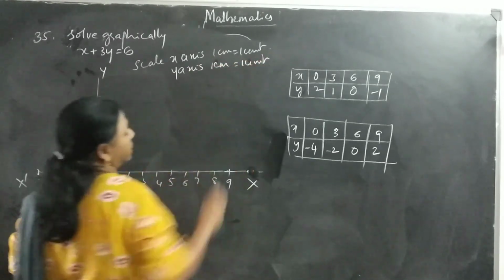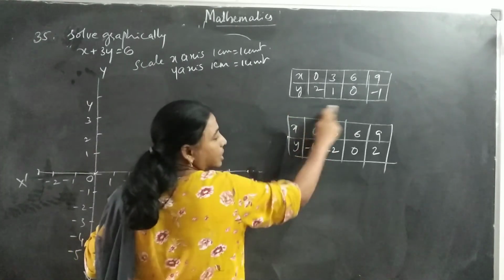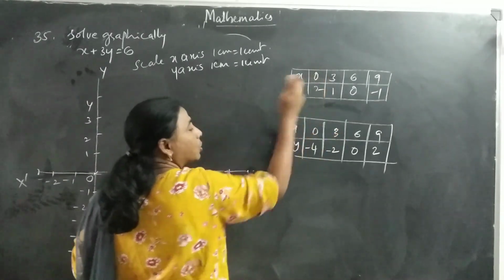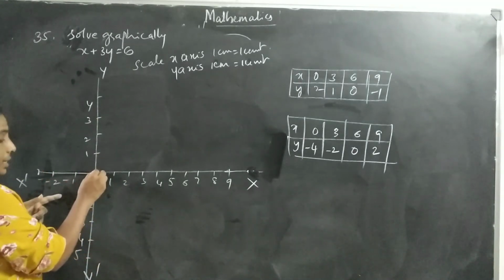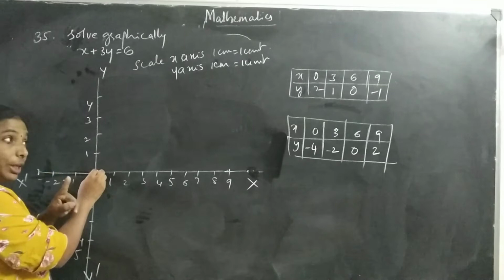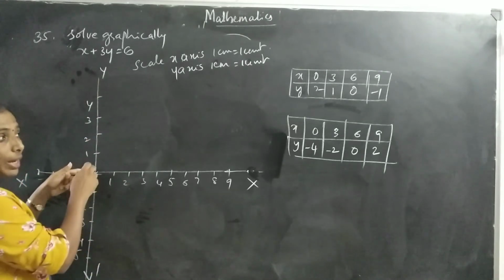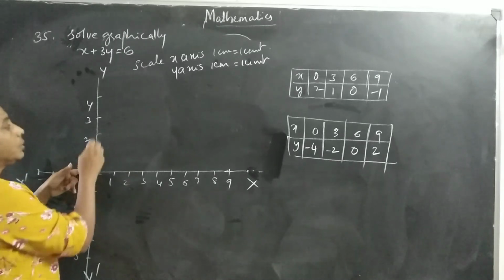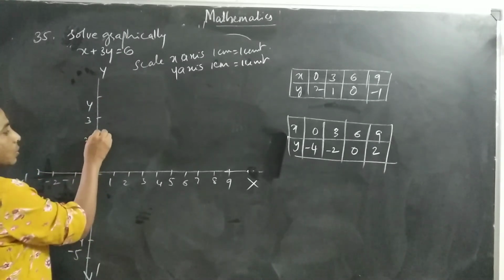Let me write it. Now let us start from the first equation. This is the first equation. From 0 to 2. X is 0, y should be 2. Which is y? This value is y. So y here is 2. I have to go to 2. Y is 2. Okay. This is 2.